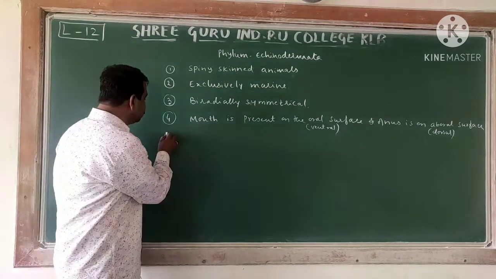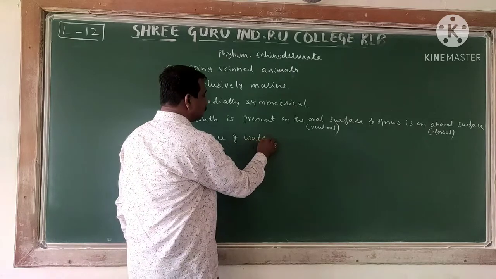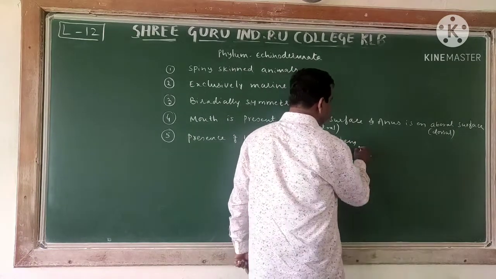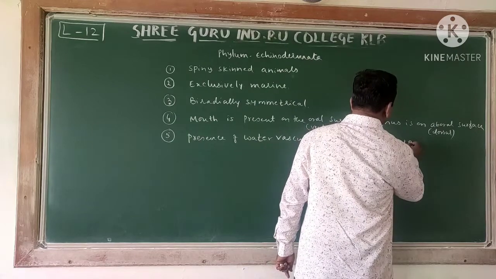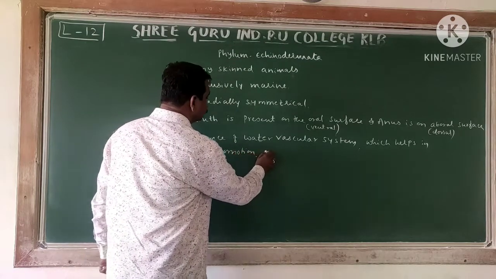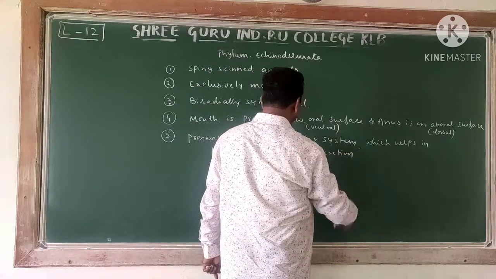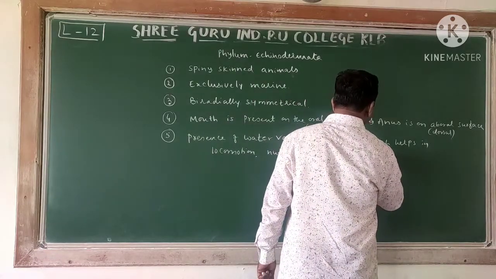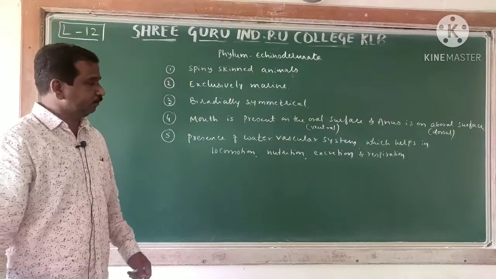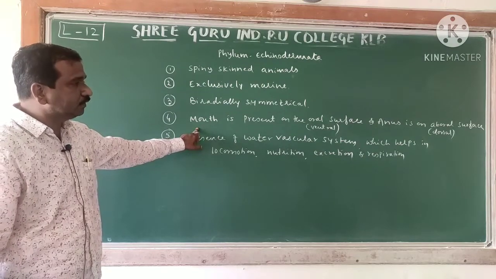Now the next part, the fifth one: presence of water vascular system, which helps in locomotion, nutrition, excretion and respiration. All those functions are performed by the water vascular system. This is the unique feature of the phylum Echinodermata, the presence of water vascular system. Now, the mouth is present on the oral surface and the anus is on the aboral surface.